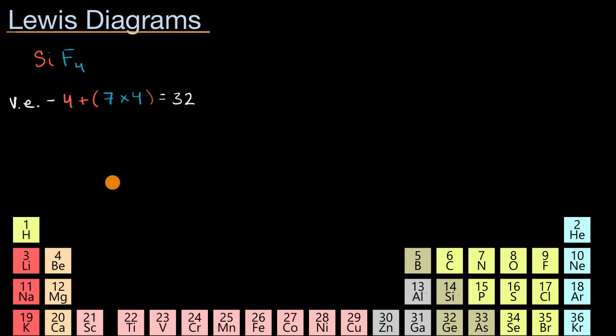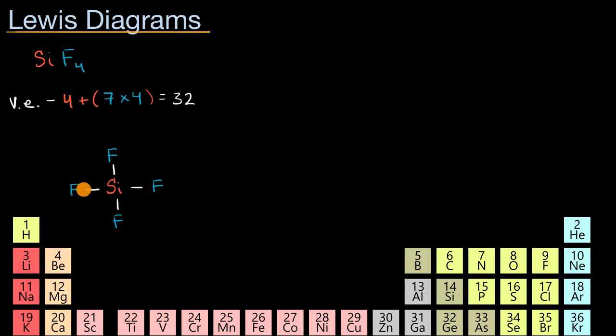So let's put silicon in the center. And then we have to put the 4 fluorines someplace. Let's just put 1 fluorine there, 1 fluorine there, 1 fluorine there, and 1 fluorine there. Now the next step is, let's just say for simplicity that we have single bonds between the silicon and each of the fluorines. So let's do that. So 1 bond, a bond, a bond, a bond.